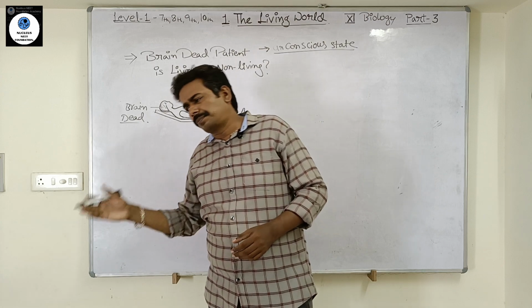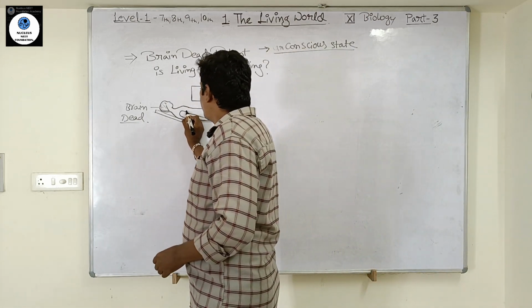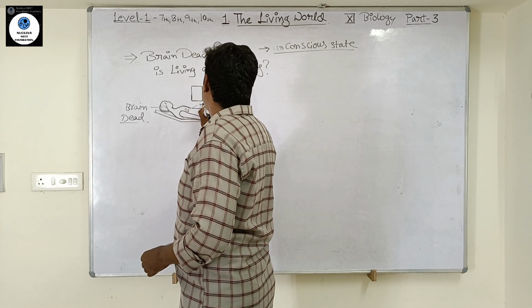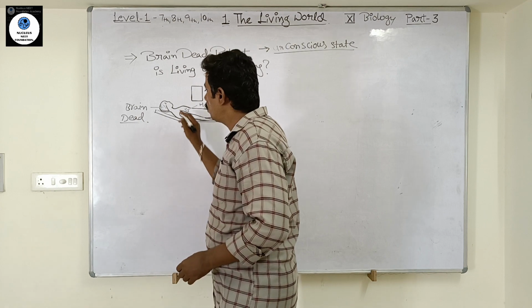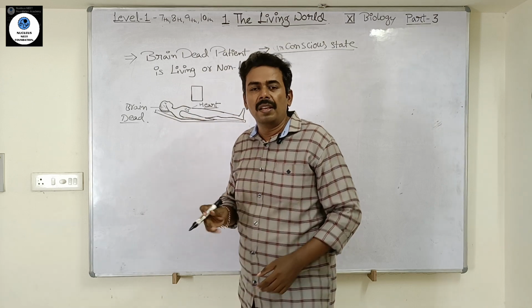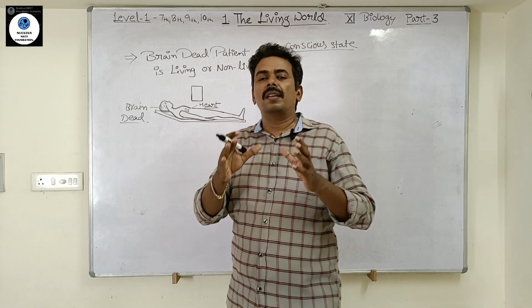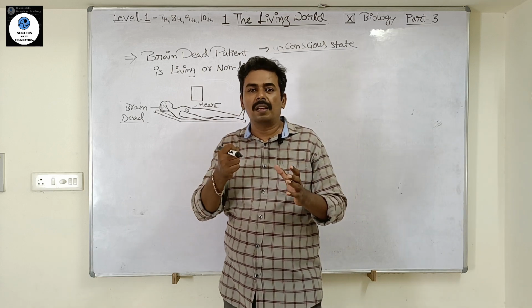But the heart is still working. The heart is still pumping the blood. So why is the heart still working even though the brain is dead? Because the heart is not under the control of the brain. The heart has its own pacemakers. Because of these pacemakers, the heart can keep on pumping the blood.